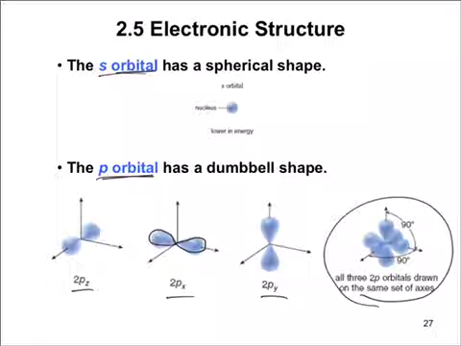D orbitals look even funnier than that, and F orbitals are wacky looking. But all it comes down to is, at the end, when we put all these orbitals together on each atom, they just come out to look like a sphere. Maybe a bumpy sphere, but a sphere nonetheless.